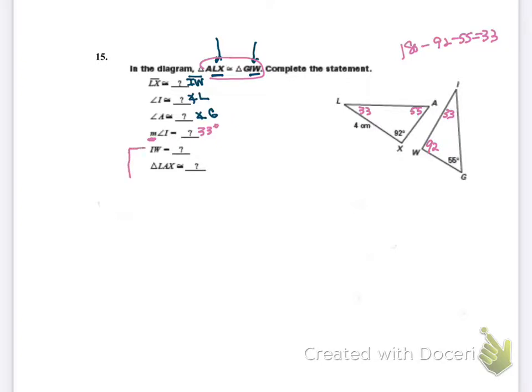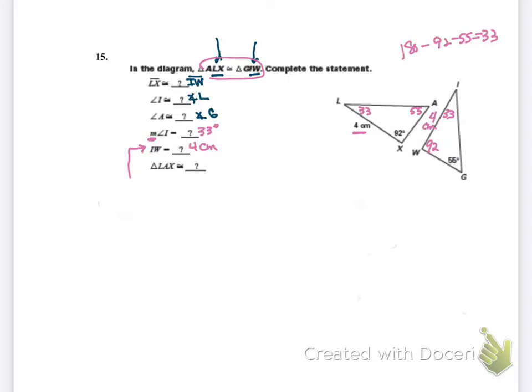Because there's no line segment symbol on here, this is saying to you, what is the length of line segment IW? Well, I don't have that. So I look and I say, well, IW has to match LX, and I know LX is 4, so this has to be 4, and it's centimeters, so that means that this length is 4 centimeters.